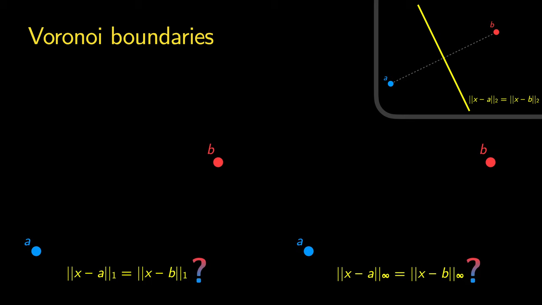Suppose now that we look at the Voronoi line between two points under different norms. We could look at this for the one norm on the left here, and for the infinity norm on the right here. And we could ask ourselves, what line will actually divide the Voronoi cells between these two points under these different norms? I'll pause for a second here to allow you to think about this, and you can perhaps go away and try and come up with the answer.